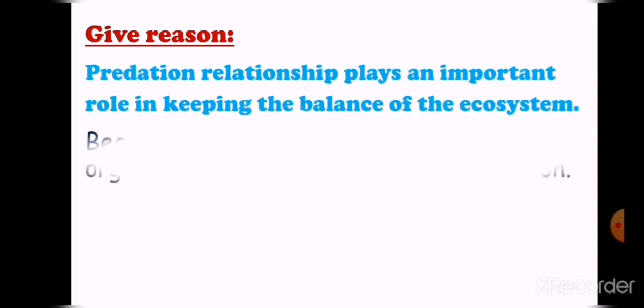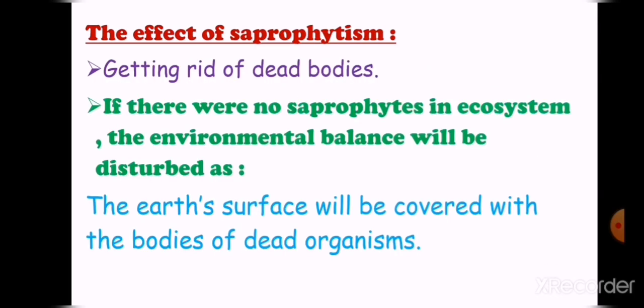And the effect of the saprophytism relationship is that it helps the ecosystem to get rid of the dead bodies. So if there are no saprophytes in the ecosystem, the Earth's surface will be covered with the bodies of dead organisms. Okay? So there are two factors that harm the environmental balance, natural changes and man interference.